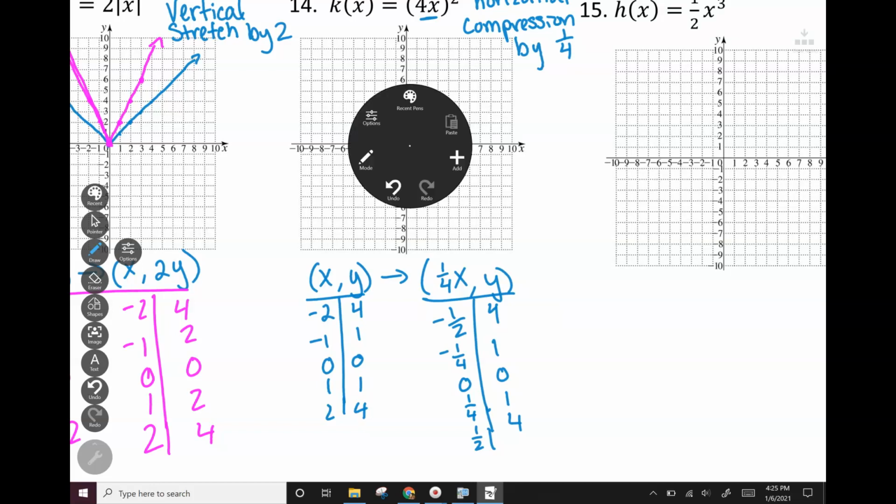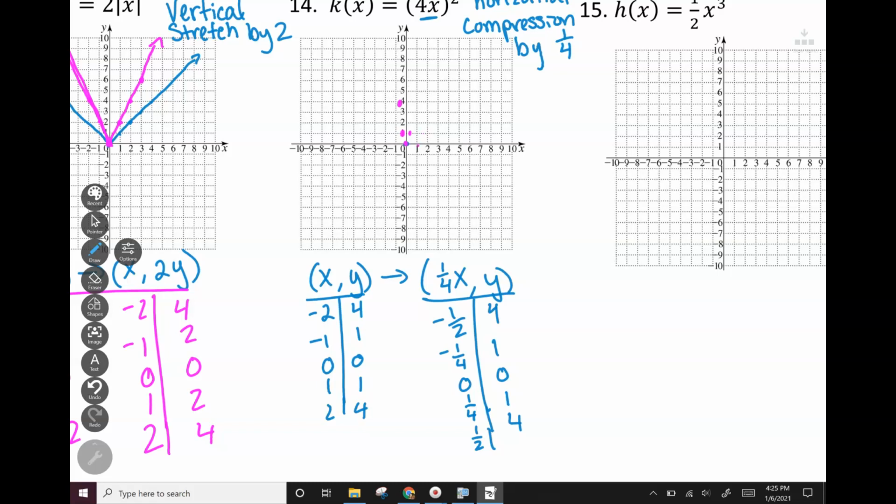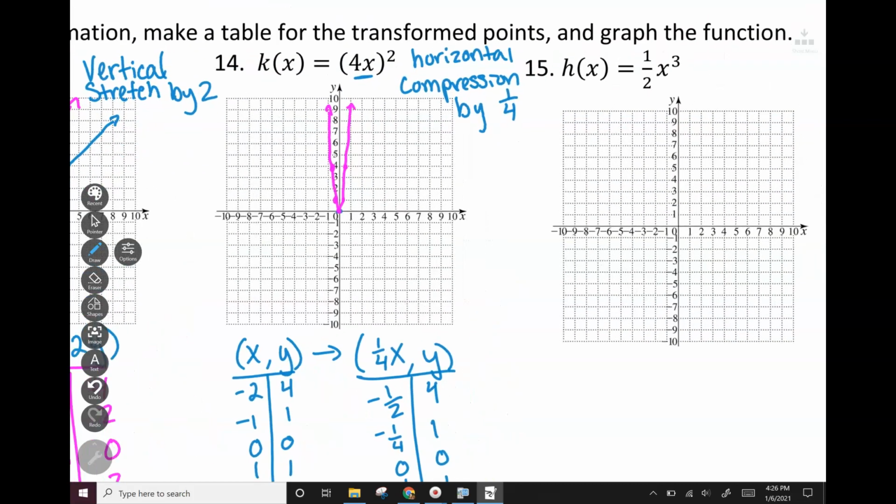Okay, at 1/4, I'm at 1. At 1/2, I'm at 4. So very skinny parabola. You could get more points if you need to. But the moral of the story there is we've got a horizontal compression by 1/4. It has become a very skinny parabola.